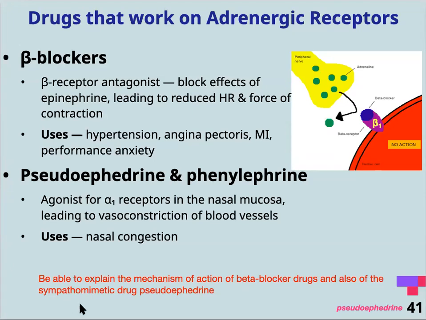Okay, so drugs that work on adrenergic receptors. These are very commonly used drugs, beta blockers, and there's a wide range of uses for them. These are going to block the effect of epinephrine and some norepinephrine as well, leading to reduced heart rate and force of contraction, which is the action due to beta-1 receptors. Okay, so beta blockers are going to block the effects from the beta-1 receptors.